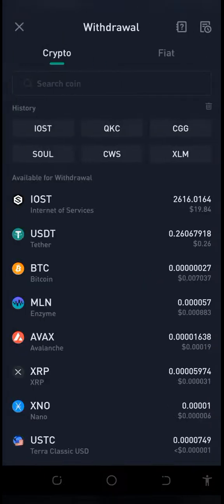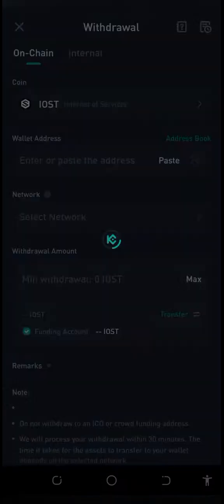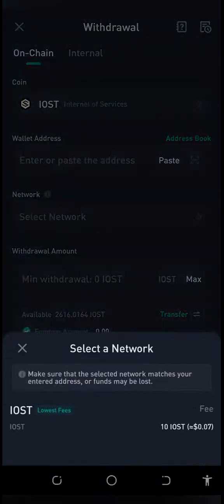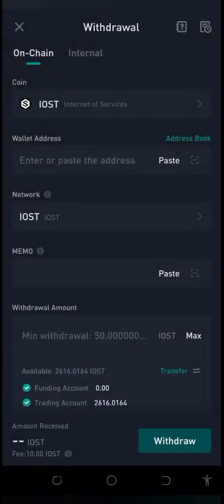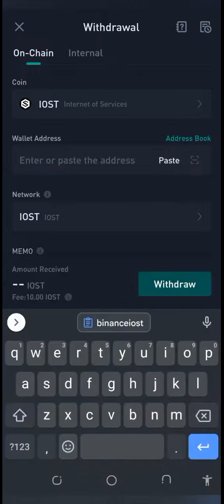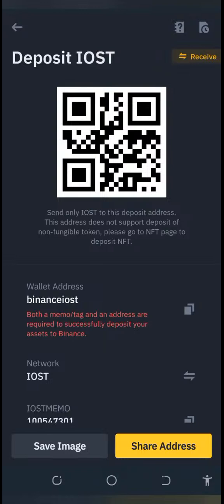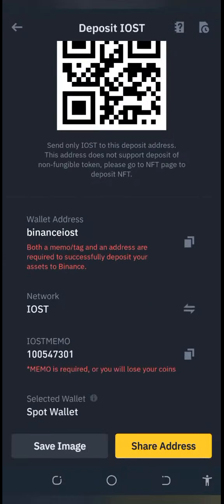So we're withdrawing that quickly. And the network is IOST. Yes, IOST. Correct. Where's the address? Okay, so I was looking for the address. That's it. Sorry, I think I copied the wrong thing. Let's go back and copy the right thing. Wallet address. It says Binance IOST. That's interesting. Okay, I think I still copied the right thing.